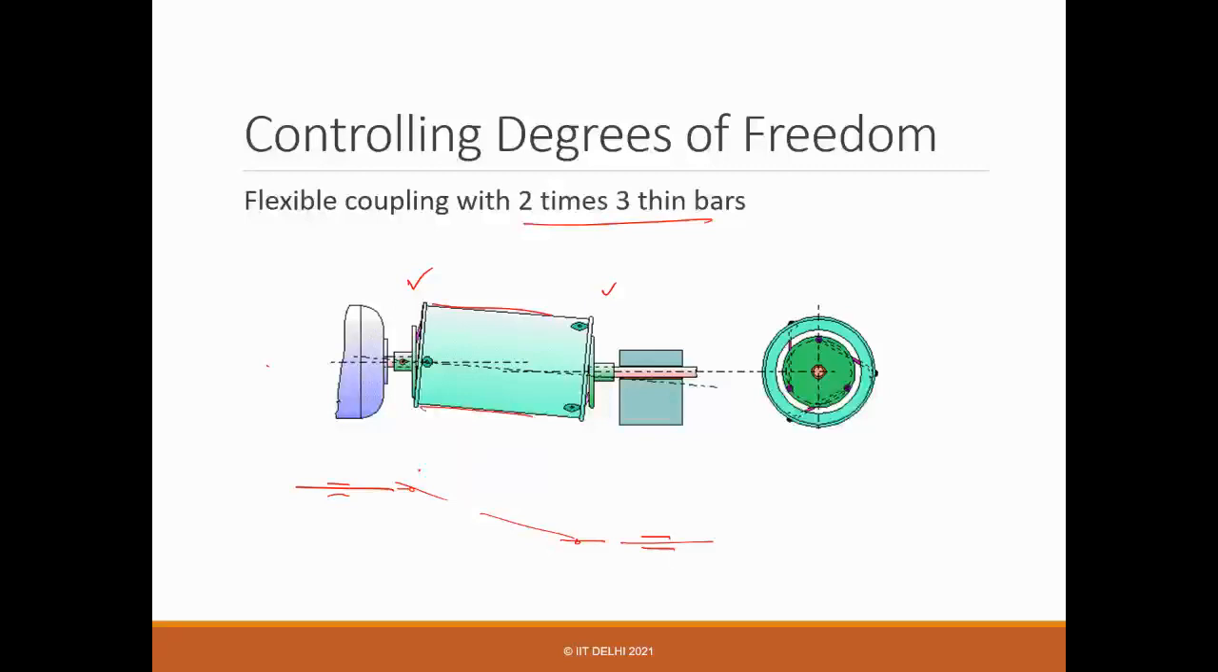So two universal joints are used so it can rotate out of the plane easily, but the rotation can get transferred easily. Rotation, and this one.